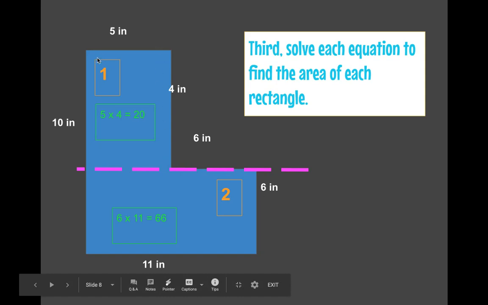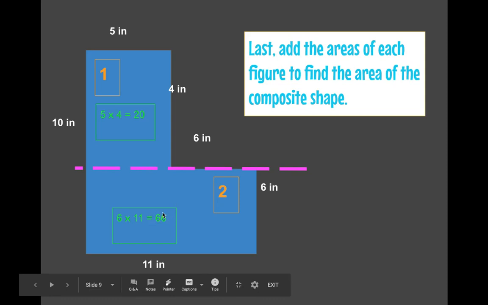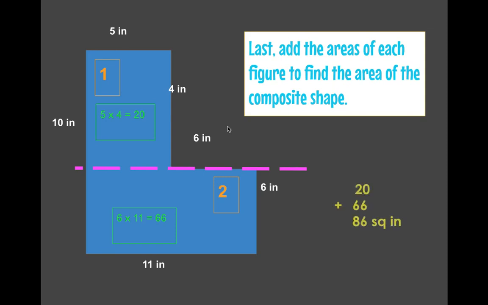So for the entire composite figure, we're going to have to combine this number and this number. So it says last, add the areas of each figure to find the area of the composite shape. So we have to combine, and when we combine in math, we use addition. Combining 20 and 66, 20 plus 66 equals 86. So the entire area of this composite figure, this blue L-shaped figure, is 86 square inches.